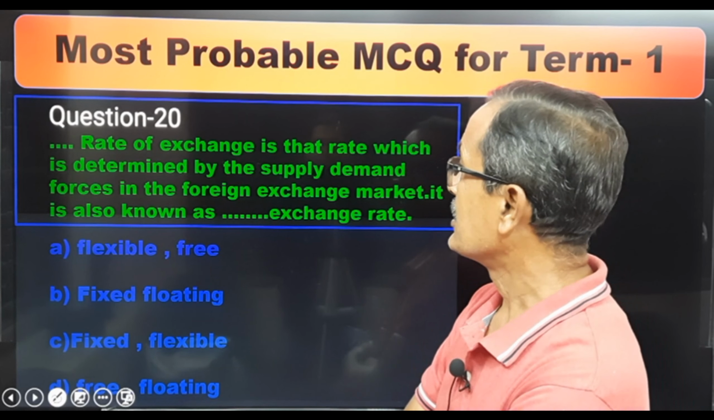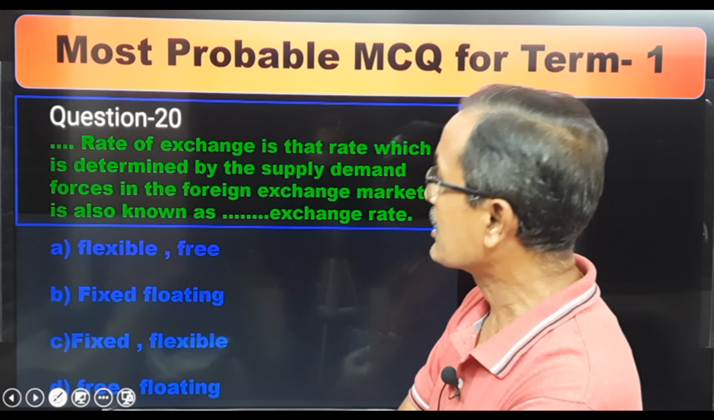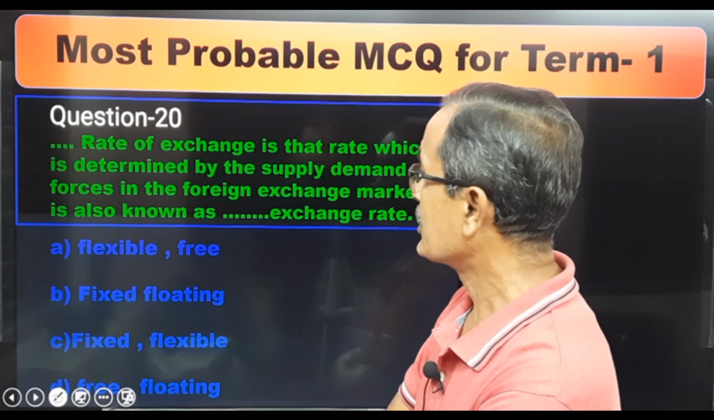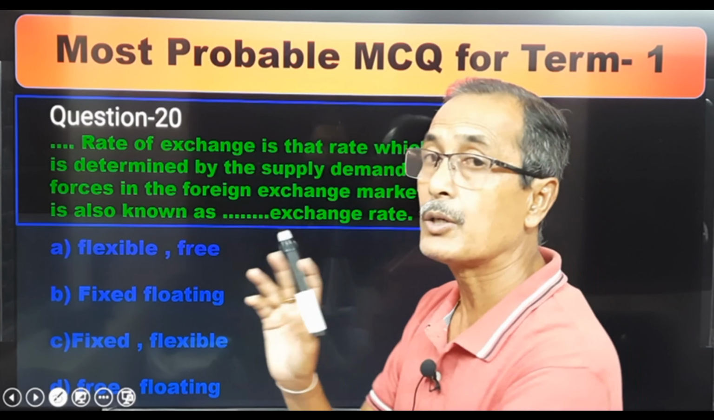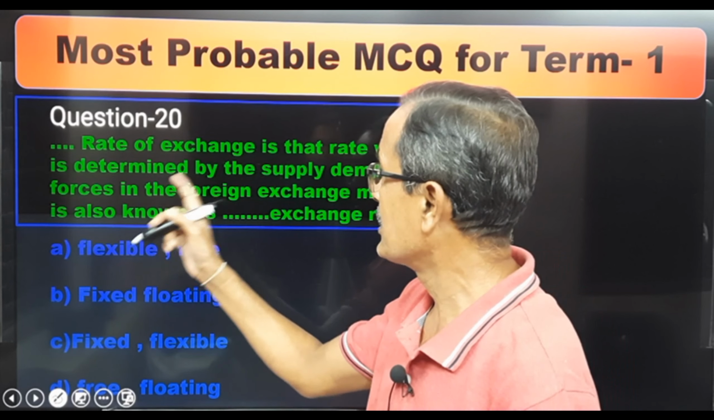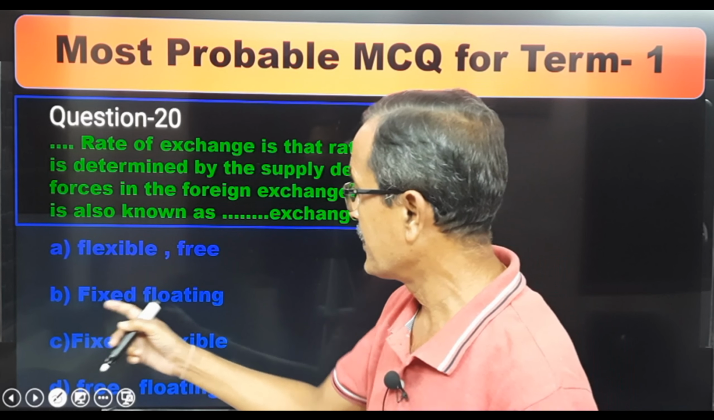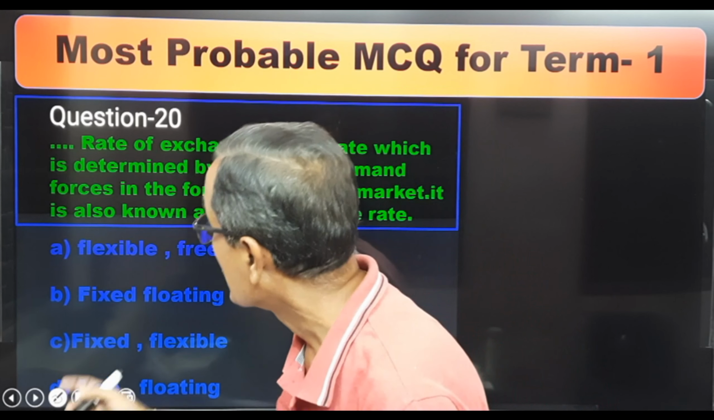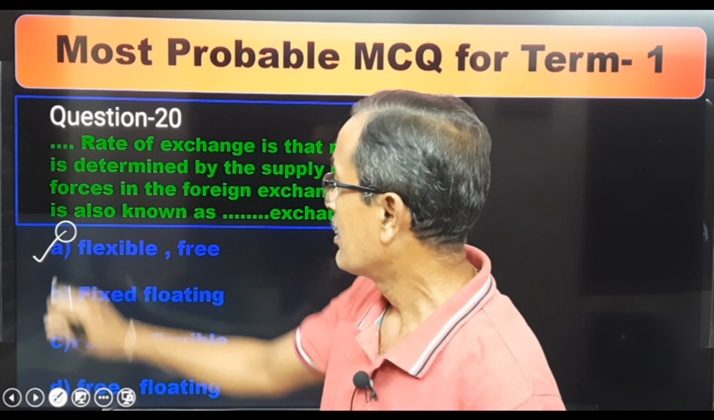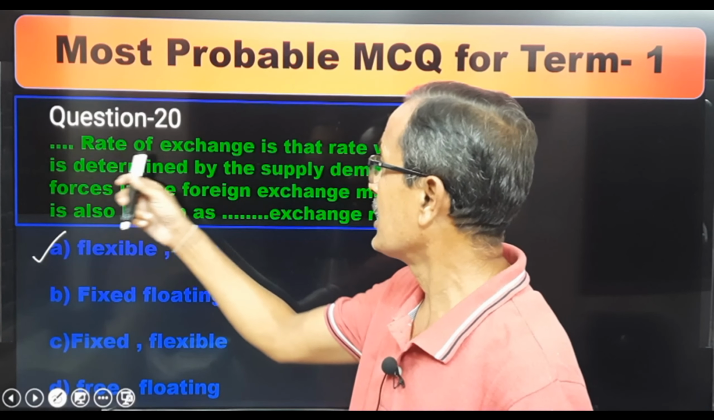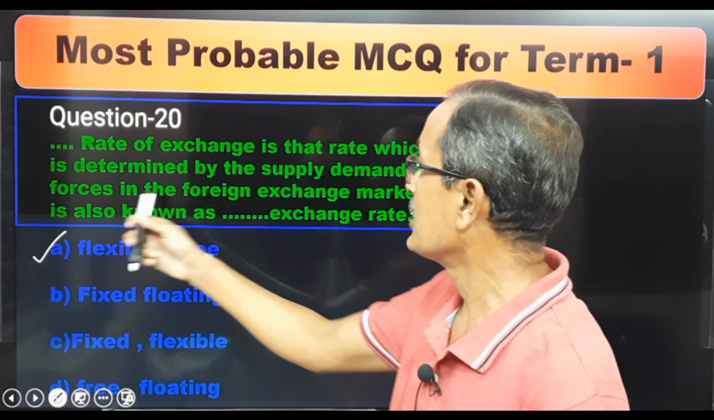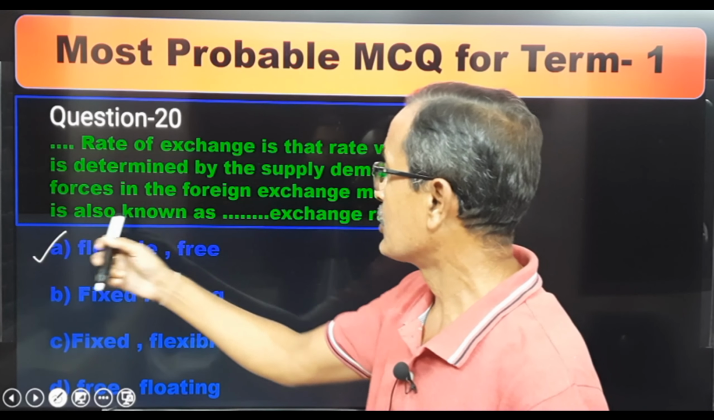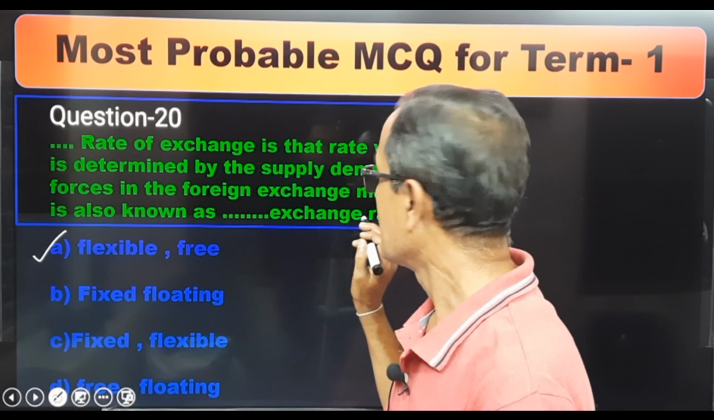Dash rate of exchange is that rate which is determined by the supply and demand forces in the foreign exchange market. It is also known as dash. It means there are two options: flexible exchange rate or free market, or fixed exchange rate, floating, or fixed and flexible? Okay, your answer will be A. Flexible rate of exchange is that rate which is determined by the supply and demand forces in the foreign exchange market, also known as free exchange rate.